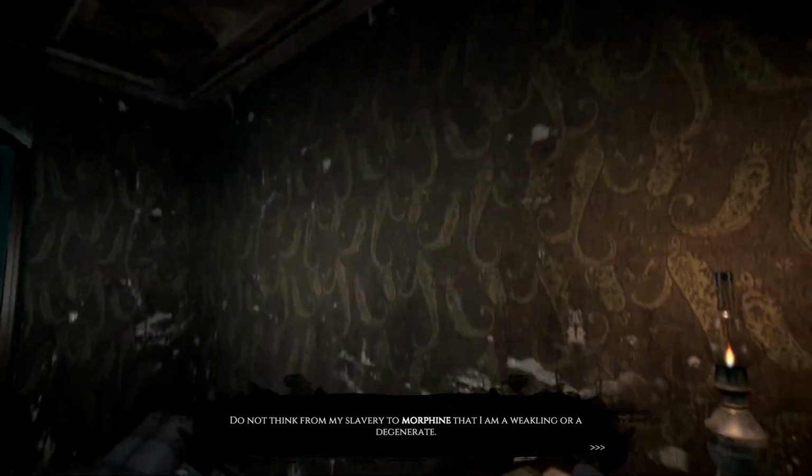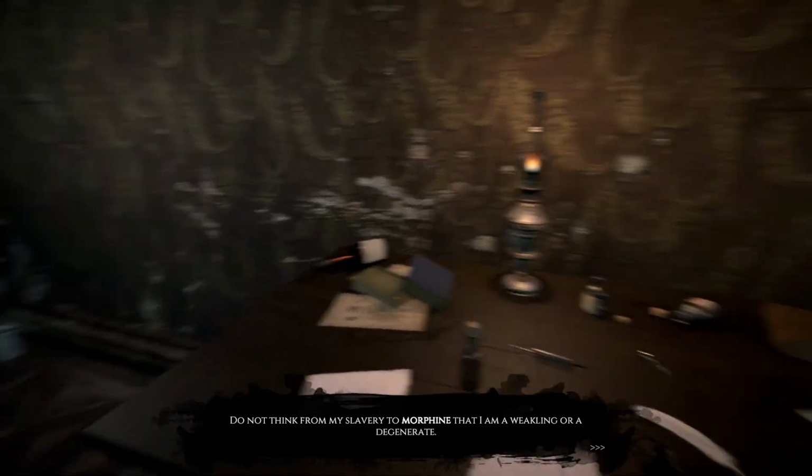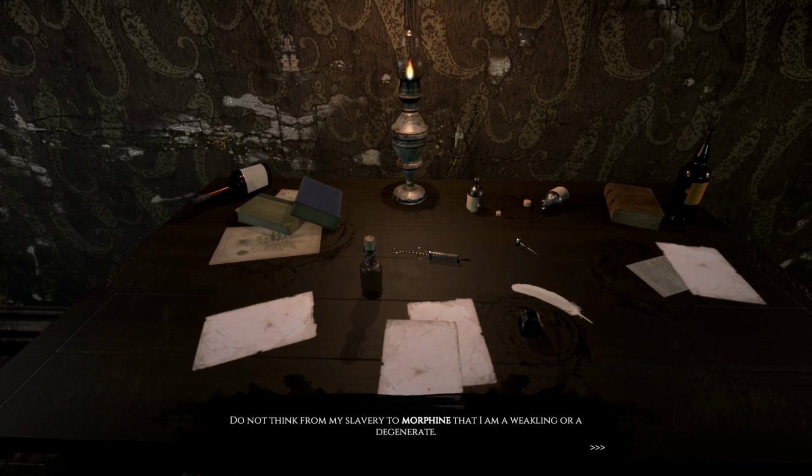Okay, so that's morphine. I'm using left click to progress, and right click to inspect, basically. So yeah.